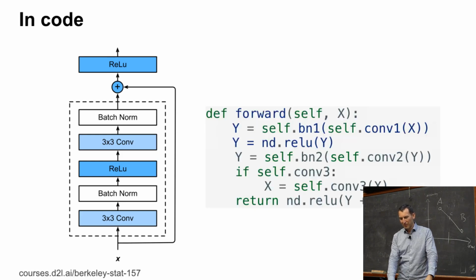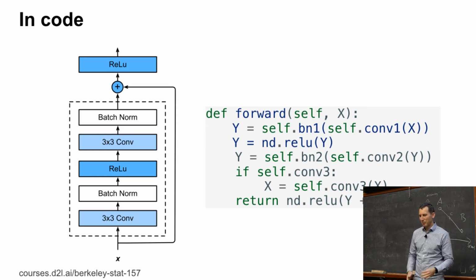Okay? And so here's the code. Code is fairly straightforward, right? This is now skipping a lot of details of setting the variables. This is just the forward function. And what I get is y is batch norm 1 of convolution 1 of x. And also then I apply a ReLU, and then I apply another batch norm 2 of conv 2 of y.